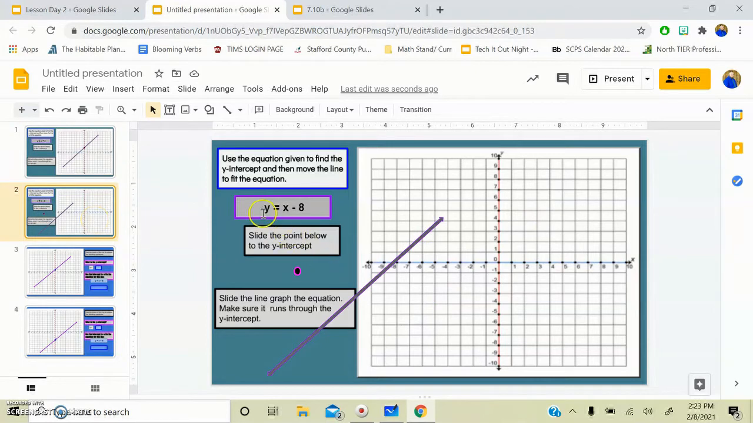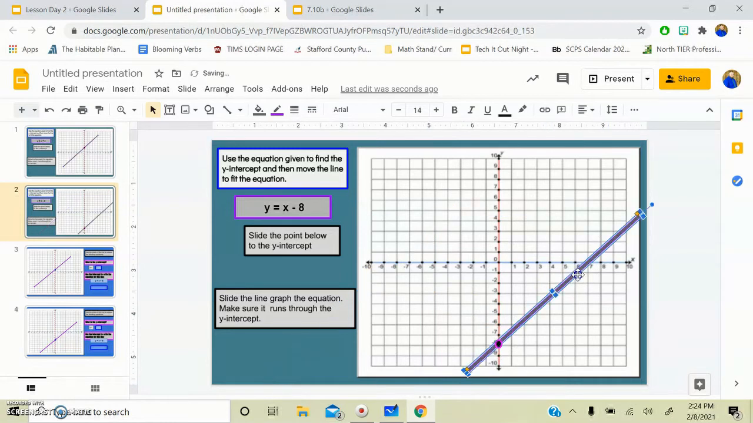Taking a look at the next slide where I have y is equal to x minus 8. Well, my equation normally says y is equal to x plus b. When I have y equals x minus 8, I would actually have to start by putting my point at the negative 8 on my y-axis. Because then I'm going to put my line over it, and it's going to intersect my y-axis at negative 8. So this would be the line y is equal to x minus 8.